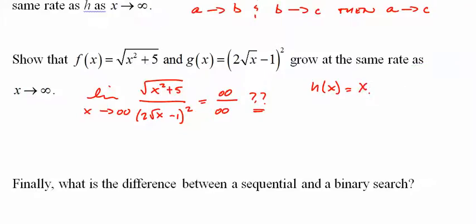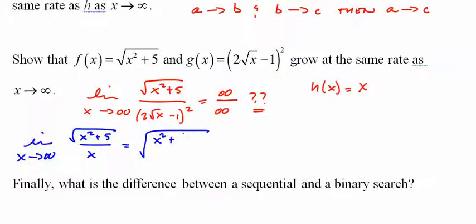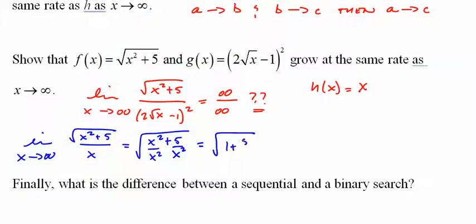I can show that, I'll put it in color. We'll do f of x first. Limit as x approaches infinity of root x squared plus 5 over x, make it x squared and a square root, would be x squared plus 5 over x squared, which is square root of 1 plus 5 over x squared, as it goes to infinity, is just 1.